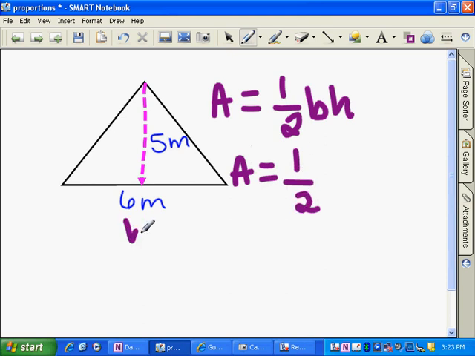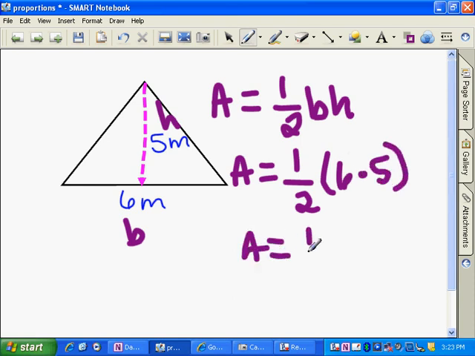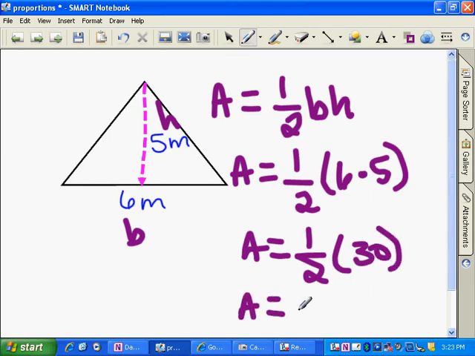Let's say that the base is 6, and let's call the height 5, okay? So my base is 6, and then we'll say the height is 5. Well, 6 times 5 is 30. Half of 30 is 15, so the area is 15, and then it is square meters.